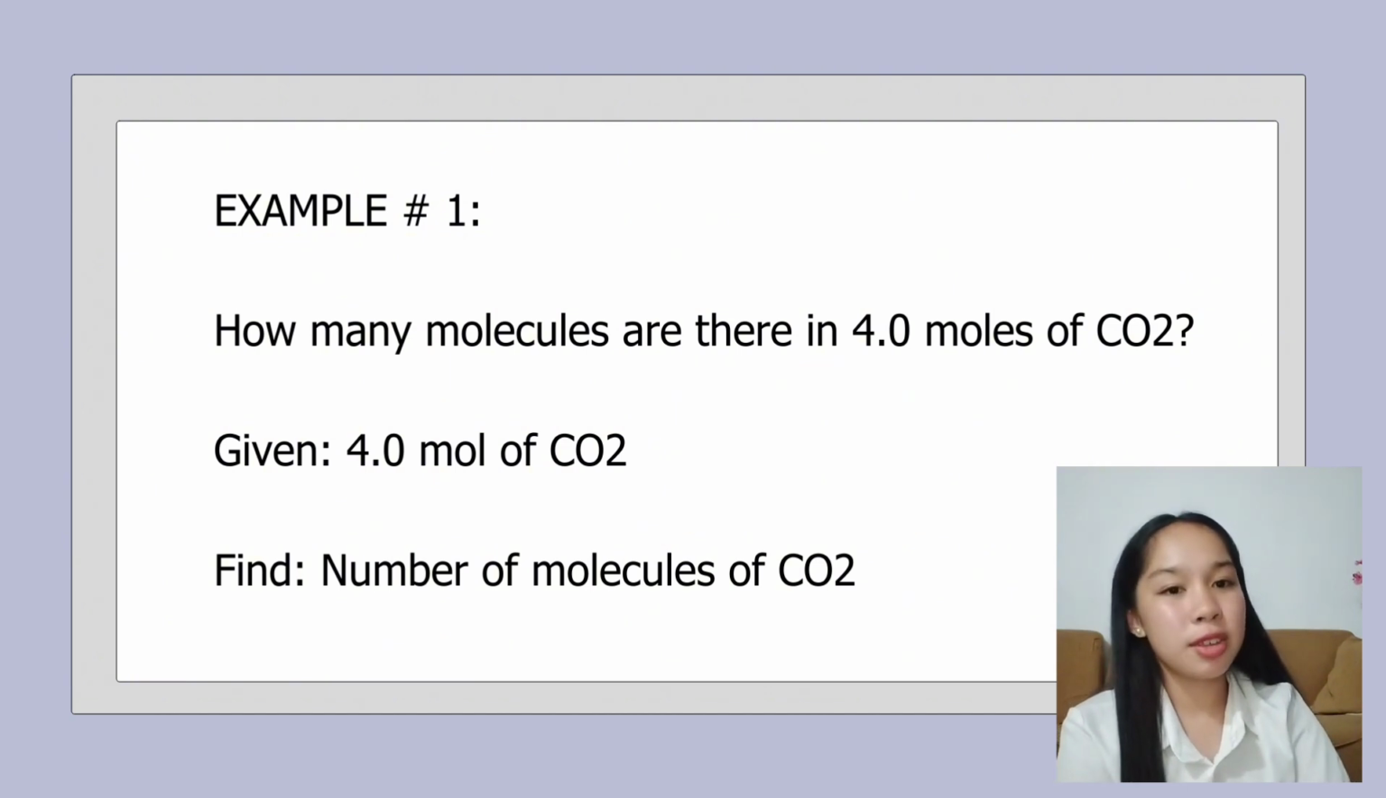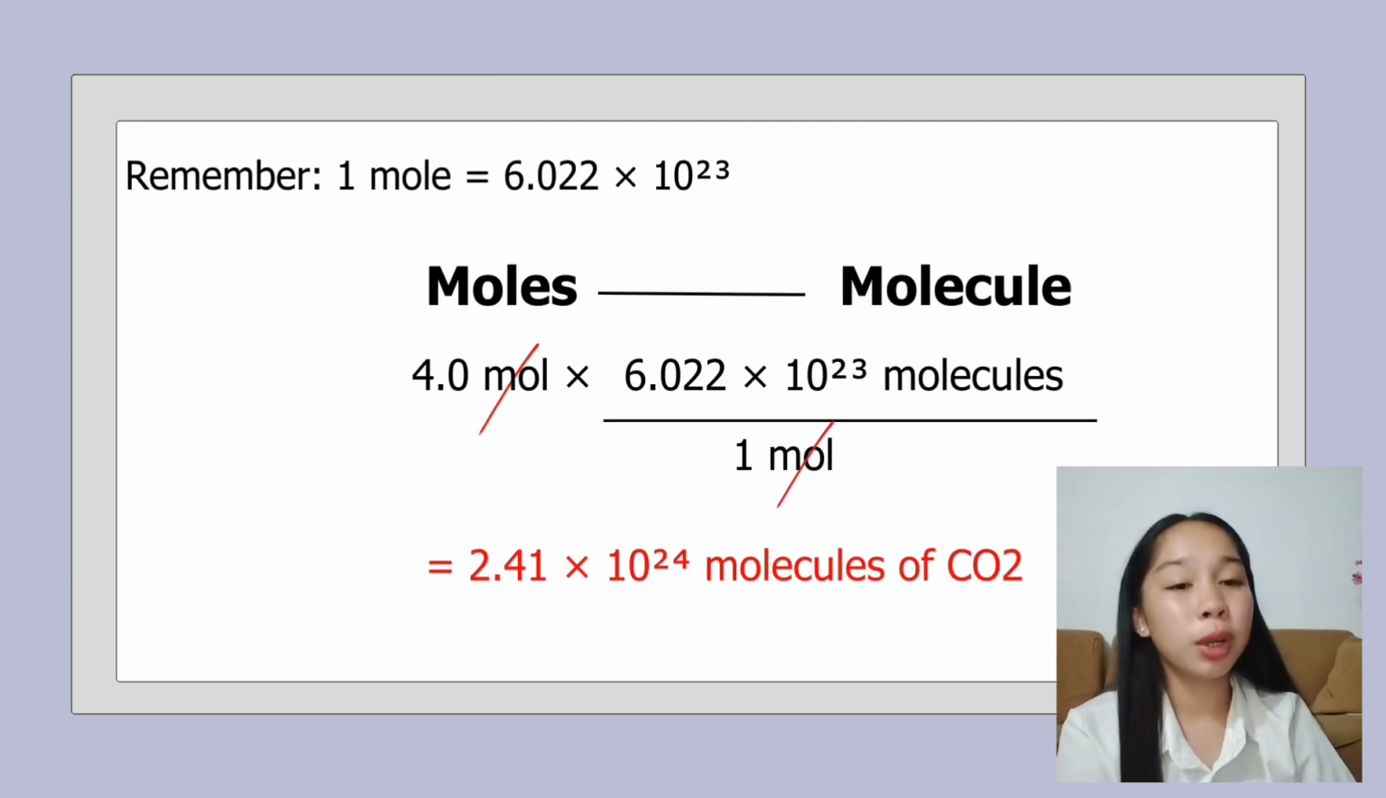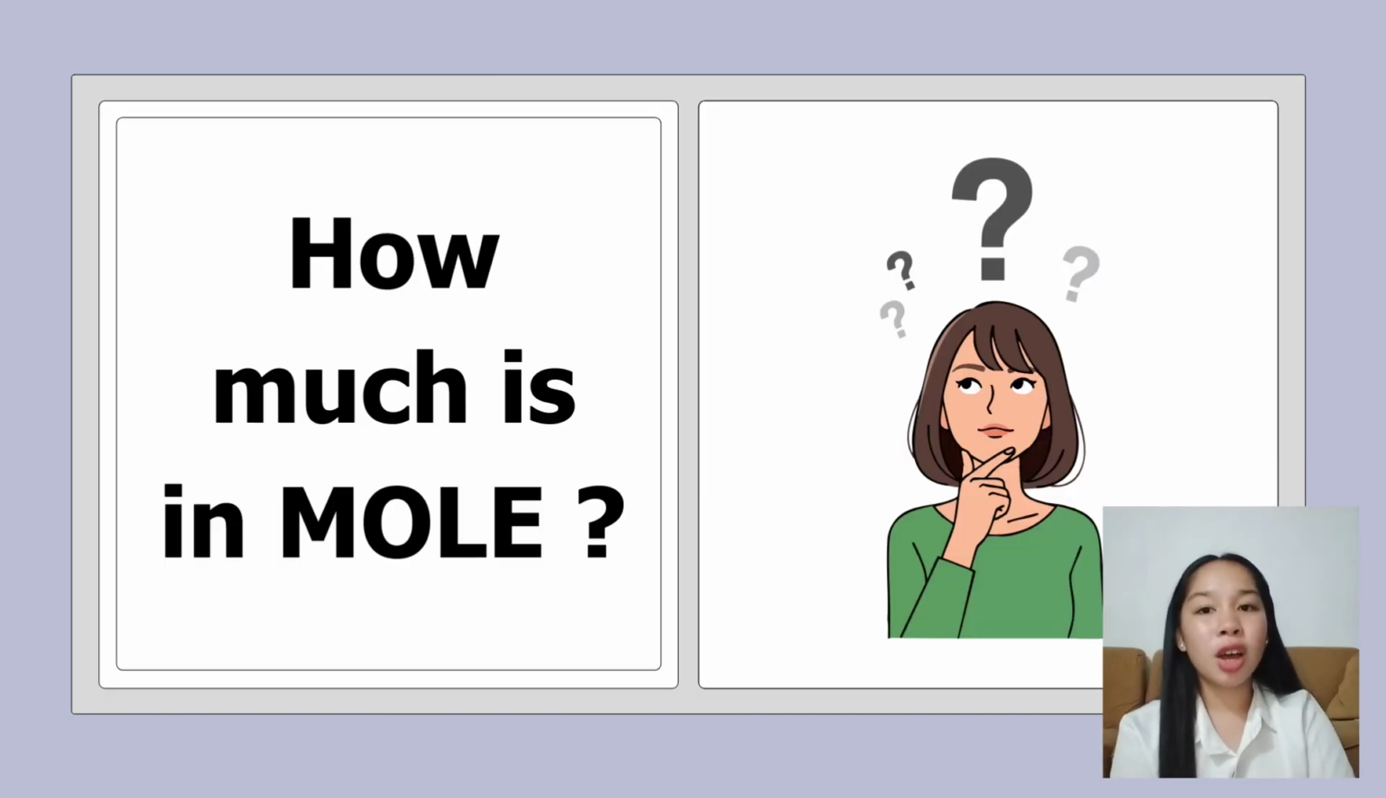So let's look at the first example. We need to find how many molecules are in 4.0 moles of carbon dioxide. So we use the conversion 1 mole equals 6.022 times 10 raised to the power of 23 molecules. So 4.0 moles multiplied by Avogadro's constant equals 2.41 times 10 raised to the power of 24 molecules of carbon dioxide.